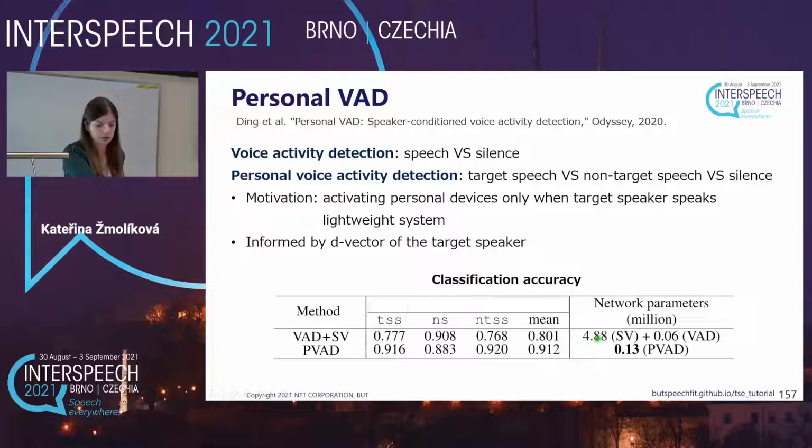You can see a small summary of the achieved results here. These are classification accuracies, and you can see that the personal VAD can achieve quite high accuracy while having much fewer parameters than if we did VAD with subsequent speaker verification on top of that, because the speaker verification system has quite a lot of parameters. So using the personal VAD can lead to a quite lightweight system that also has good classification accuracy. The personal VAD, at least in this work, was applied only to recordings that don't have overlap, so at all points, at maximum 1 speaker was speaking.